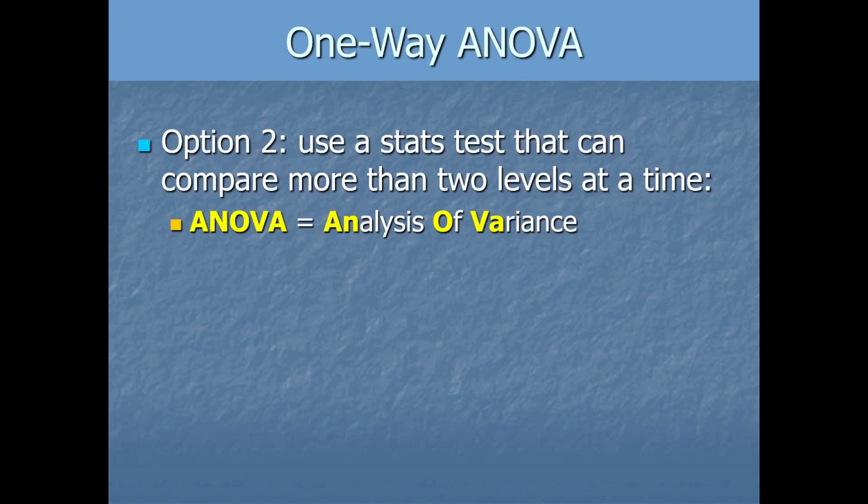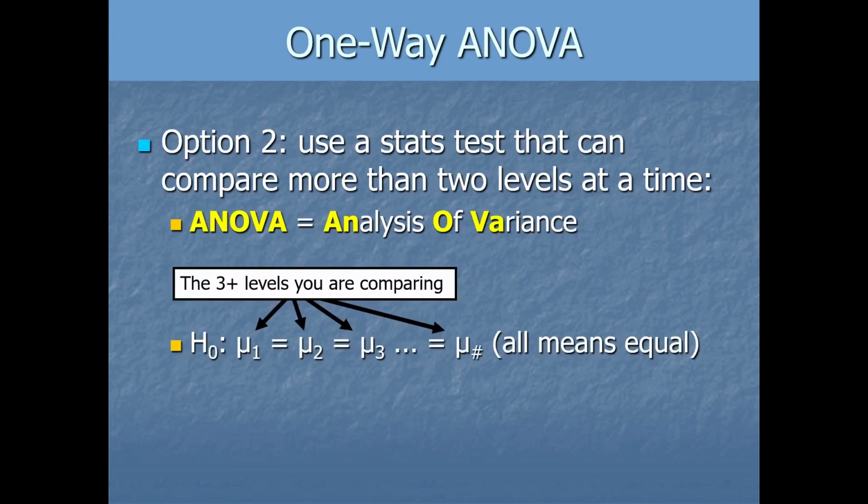That's what ANOVA is good for. And again, that just stands for analysis of variance. So here, we're going to set up a single statistical test where the null hypothesis will be that every group, every level of my factor has the same mean. So mu1 equals mu2 equals mu3 and so on, for however many groups I have. It's just easier sometimes to write it out as saying all means are equal.